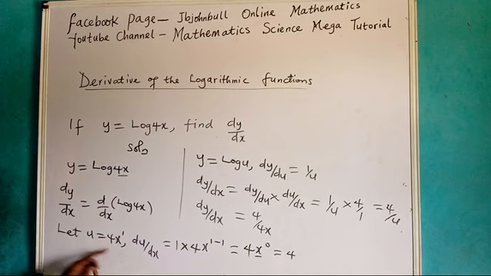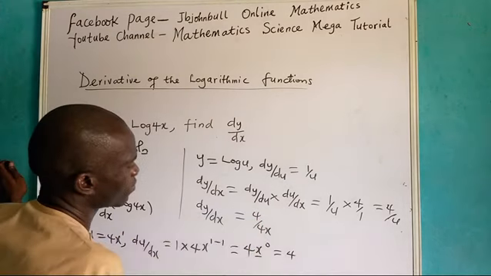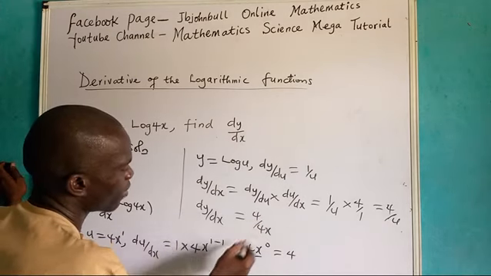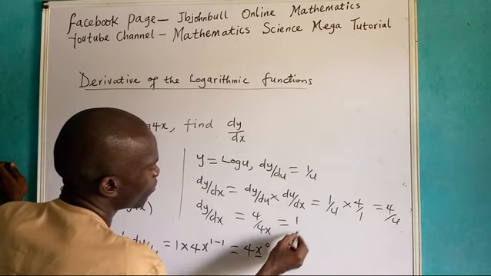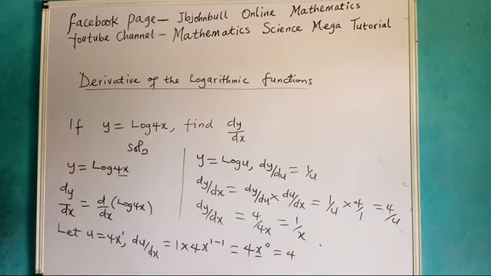Instead, let u be equal to 4x. Okay, 4 can cancel 4. And we say 4 over 4 is 1. We now have 1 over x. It means that the derivative of this very function, y equals log 4x, is simply 1 over x.